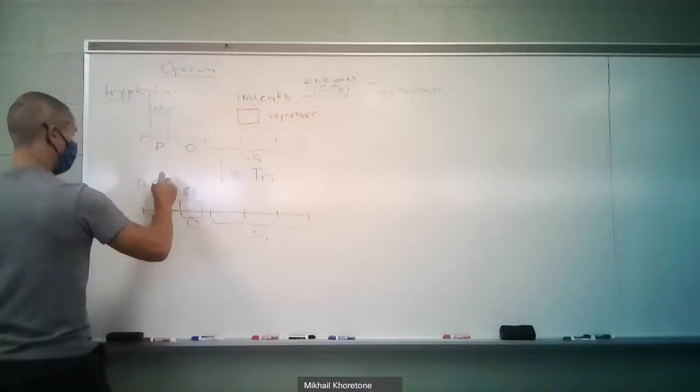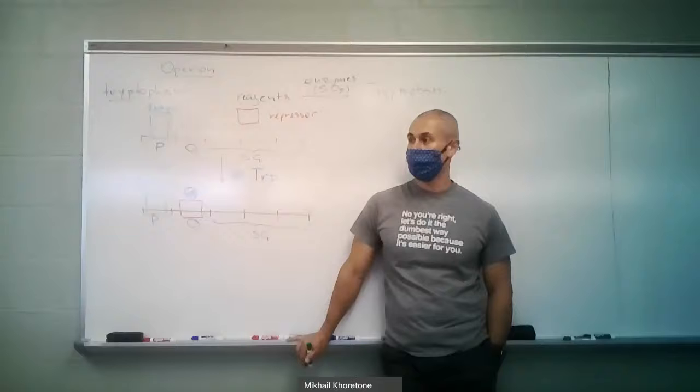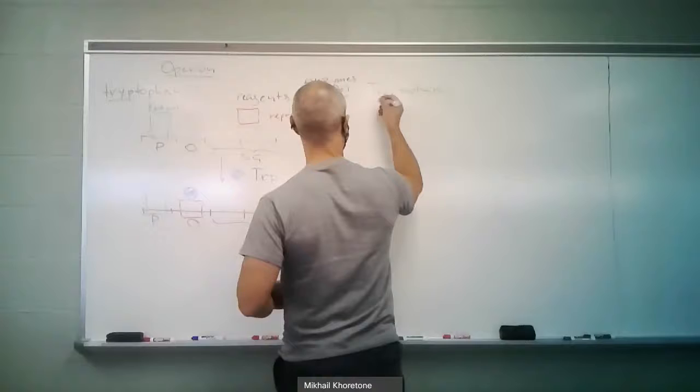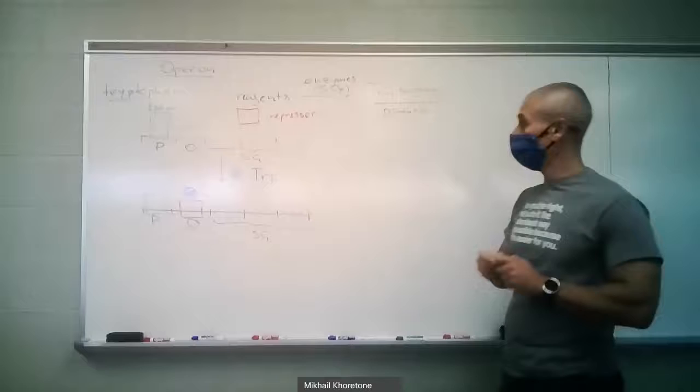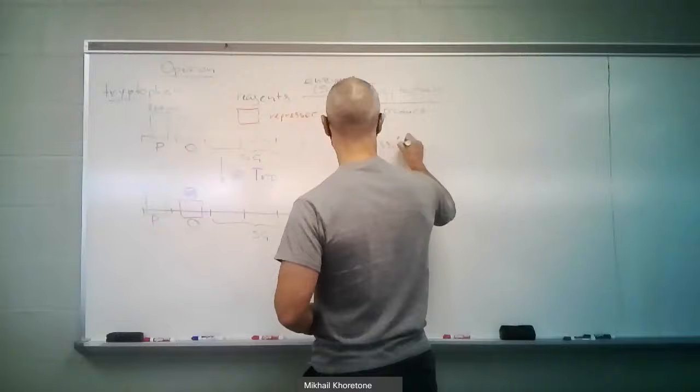Can RNA polymerase transcribe now? No, because now the repressor is sitting on the operator sequence. Does that make sense? So look what happens. The product of the enzymatic reaction represses the expression of structural genes. Such operons will repress it. Does that make sense?